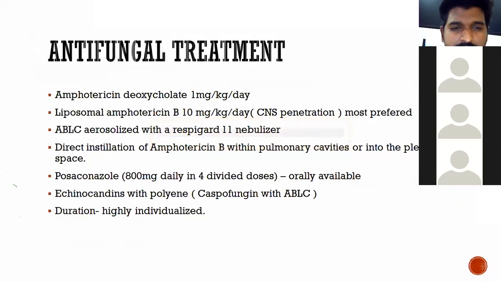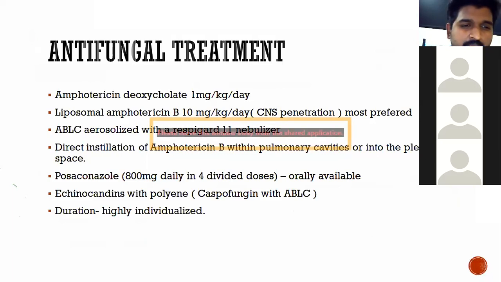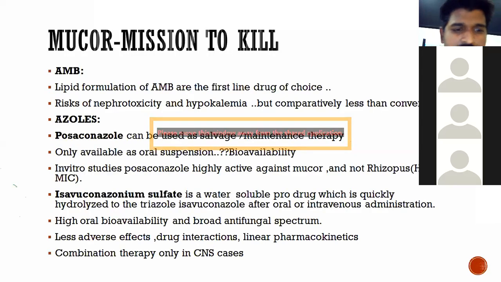So these are the available drugs we have: conventional amphotericin B, liposomal amphotericin B, amphotericin lipid complex, direct infusion of amphotericin B by image guidance, and posaconazole as I described. If nothing is available, you can go ahead with combination therapy, caspofungin along with the lipid complex. But the duration highly depends upon the treating decision and the response. It's highly individualized. These are the different formulations.